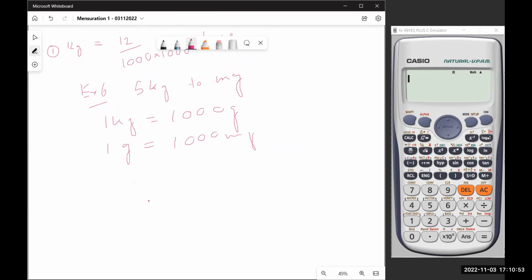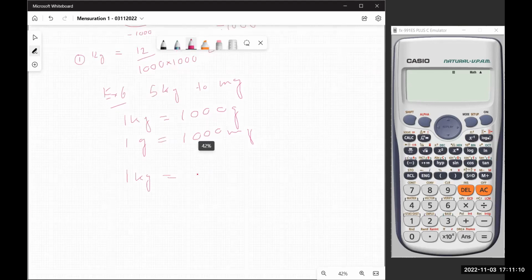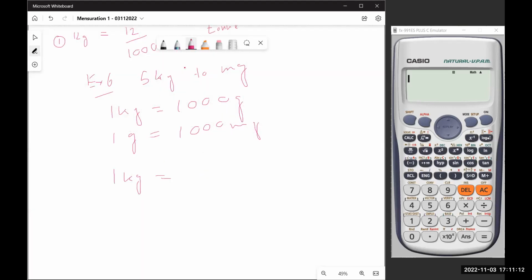Now, I need Sumaya to work with me. Now, this is what I have right now. I want to go from kg to gram first. So 1 kg is how much gram? 1000. Okay, now we have 5. So 5 kg is how much gram?